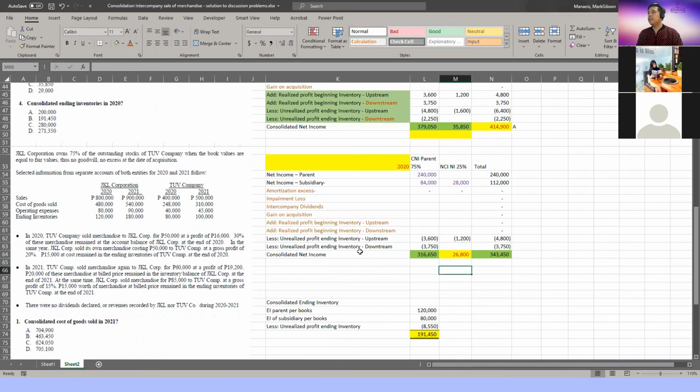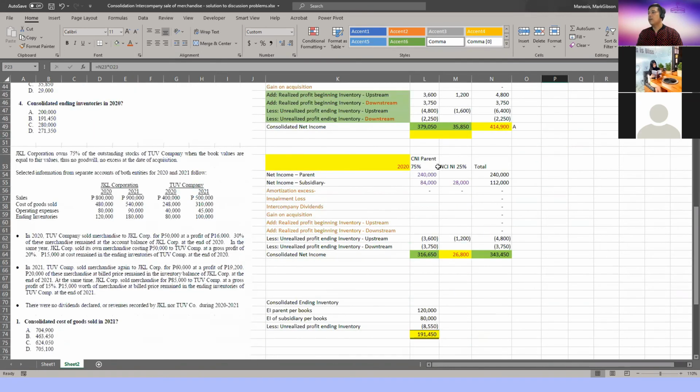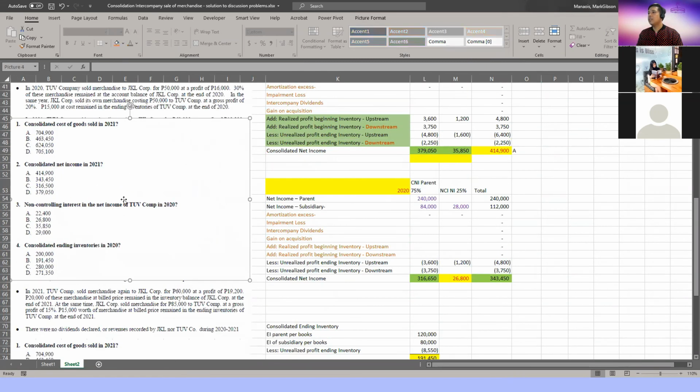And then finally, meron kang downstream 3,750 for the parent only. No? So that's 2020 downstream. Yun nga, pwede ka nang mag-stop doon, no? Kasi hindi naman yun yung hinahanap. Remember, ang requirement for number 3 is the non-controlling interest. So in this case, that's 26,800 or letter B.